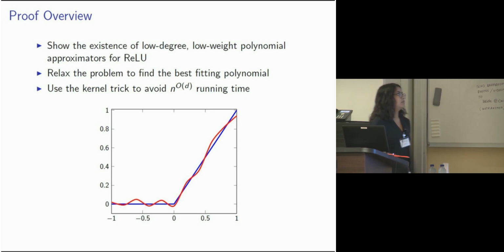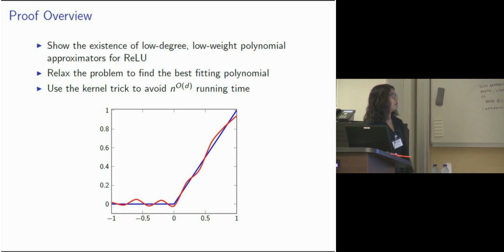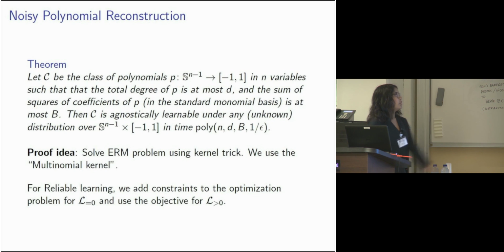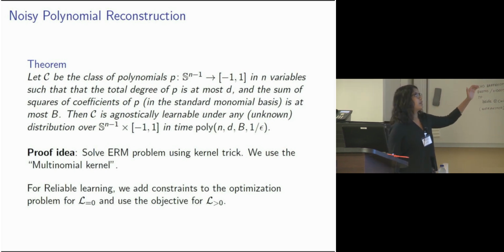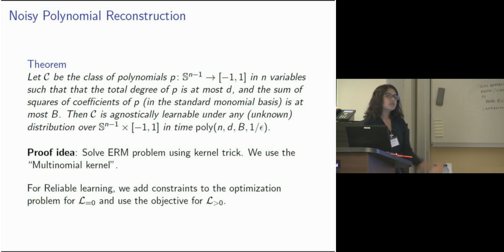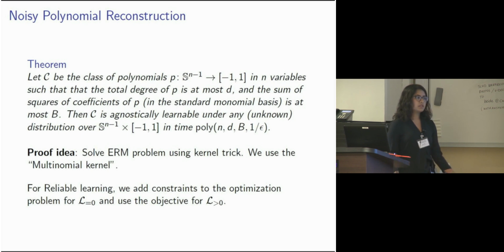And since this becomes a highly computational problem, we reduce the running time by using the kernel trick. So the inherent theorem that we basically use is learning noisy polynomials. So given data, you want to fit the best possible polynomial that has a bounded degree and a bounded sum of squares of the coefficients. So we can model this as solving an ERM and then using the kernel trick, as I mentioned before.